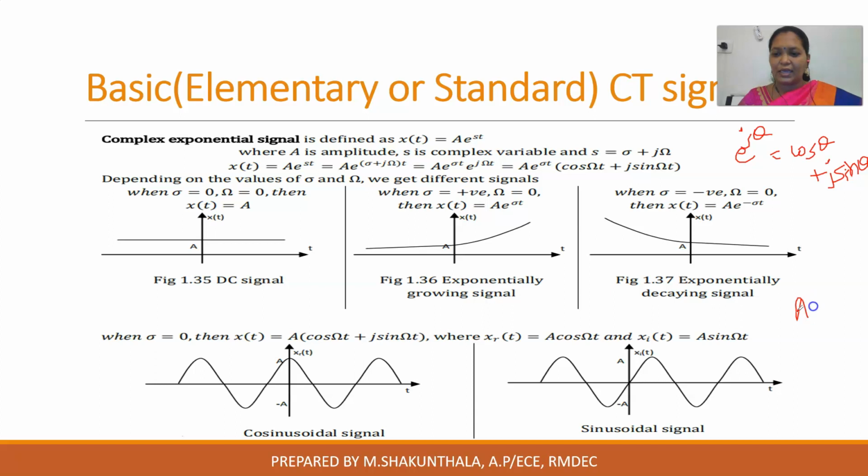Okay. So here you have a into e power sigma t. Sigma is a real part. So it looks like your real exponential signal. What we have considered previously, you will get DC signal, you will get exponential growing signal, you will get exponential decaying signal. Okay. Suppose I am taking sigma equal to 0.